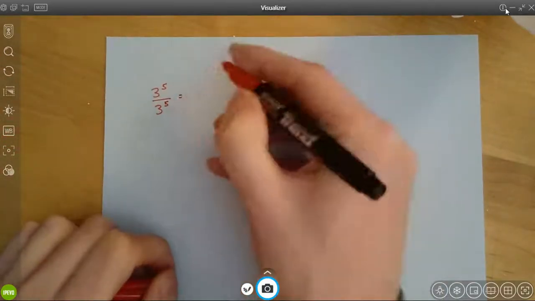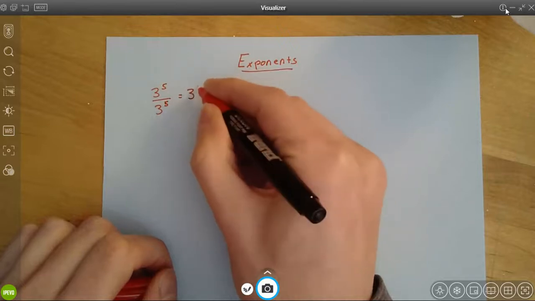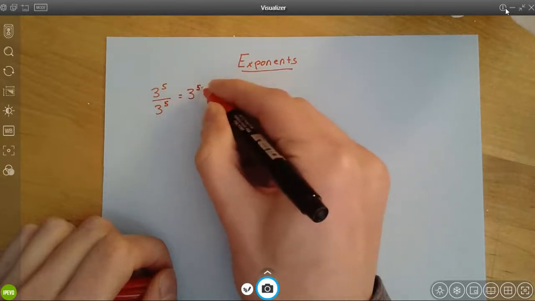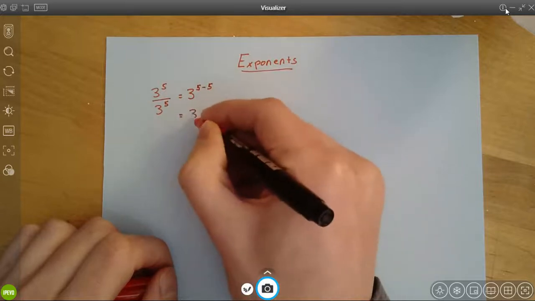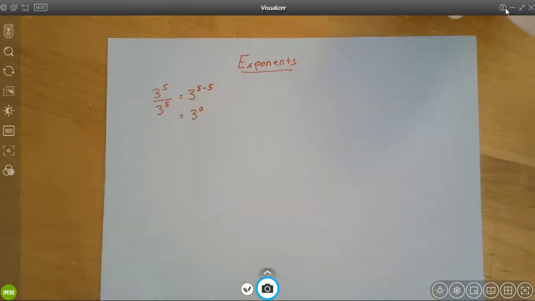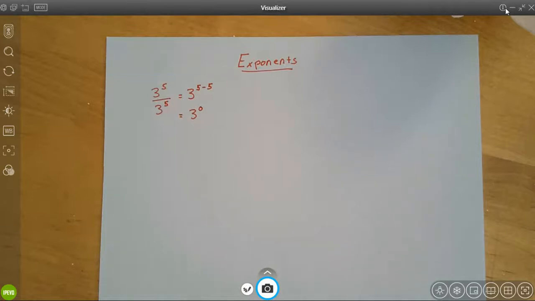So if we use our exponent rules, if I'm dividing powers with the same base, I subtract the exponents. So this must equal 3 to the power of 0. Okay, fine, but what is that?